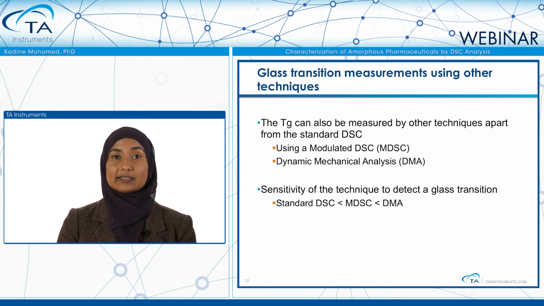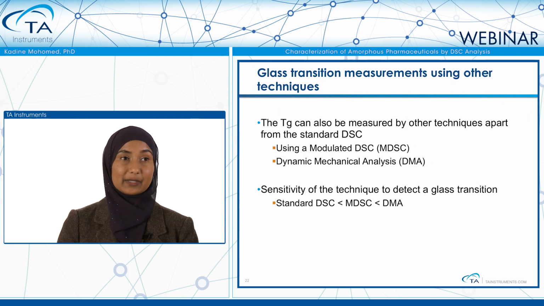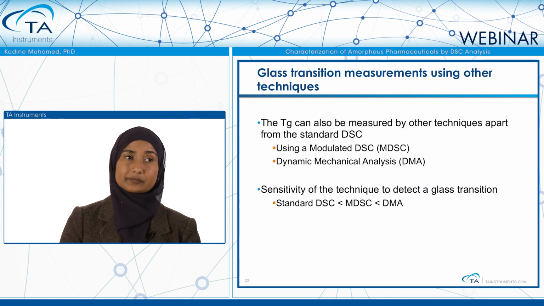Now, by DSC, sometimes it can be difficult to detect the glass transition. If the material is highly crystalline, where the amorphous content is low, the DSC on its own may not have the sensitivity needed for the detection of the Tg. In those cases, we may utilize other techniques such as modulated DSC as well as dynamic mechanical analysis.